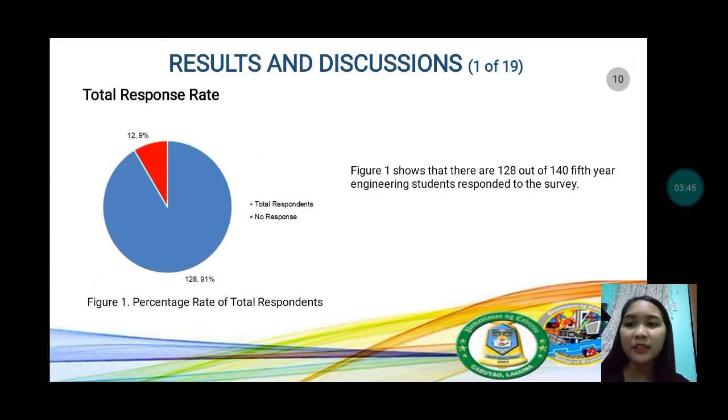For the results and discussions, the total response rate is 91% responded and 9% didn't respond. Figure 1 shows that there are 128 out of 140 fifth-year engineering students who responded to the survey.